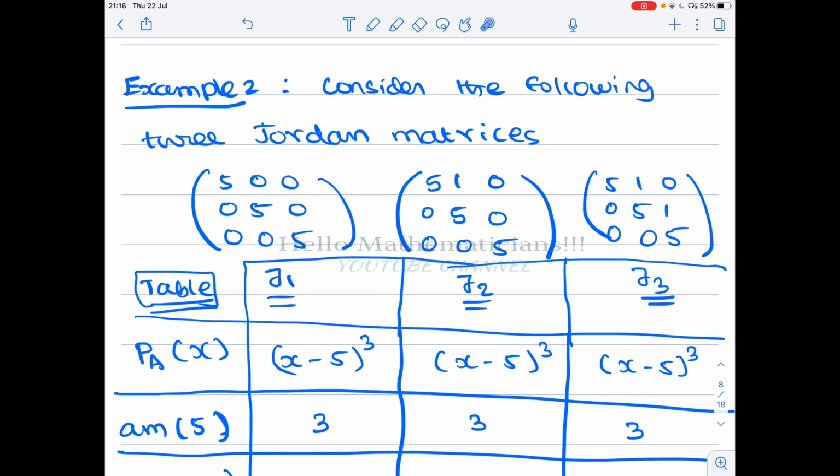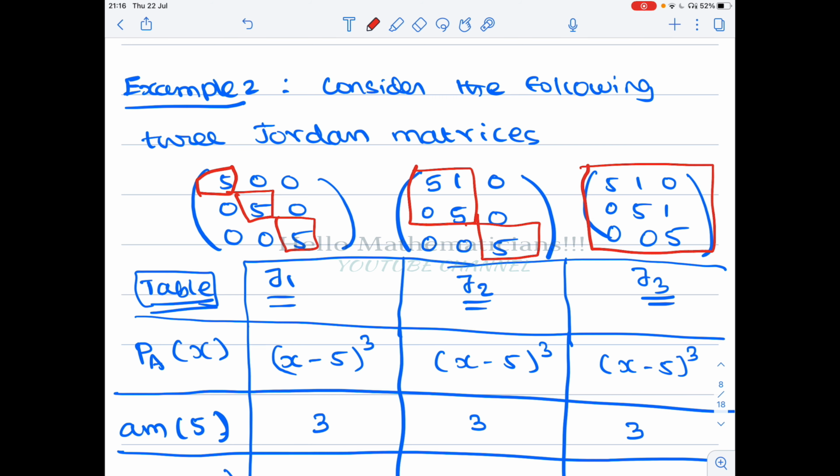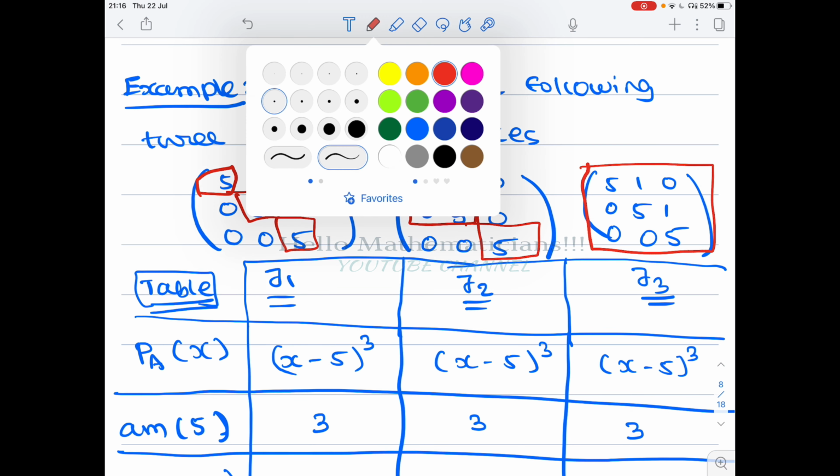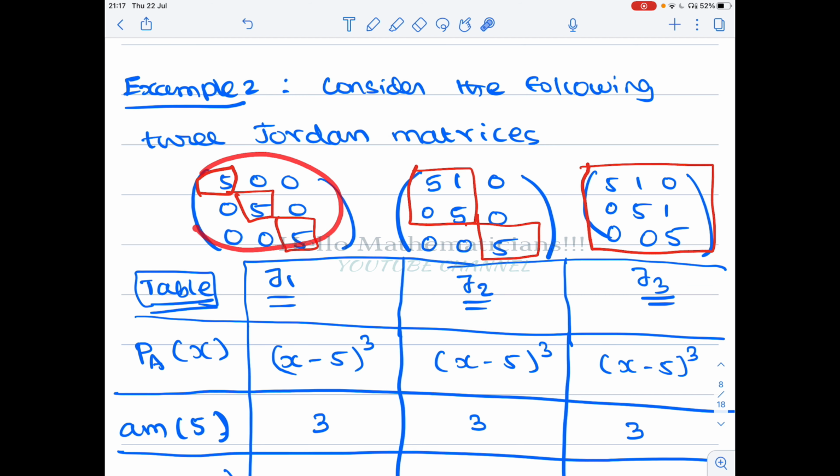Okay, so if it is a Jordan matrix, it means it is a matrix whose diagonal consists of Jordan blocks. For example, here this is a Jordan block, this is a Jordan block, this is a Jordan block. Here this is a Jordan block, this is a Jordan block. Here the full thing is a Jordan block. So here you have three Jordan blocks, here you have two Jordan blocks, here you have one Jordan block.